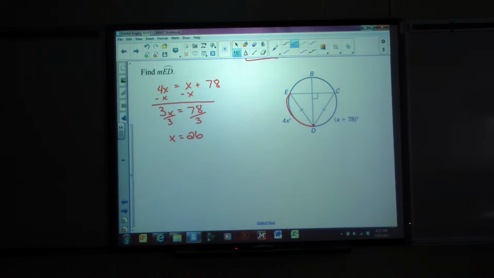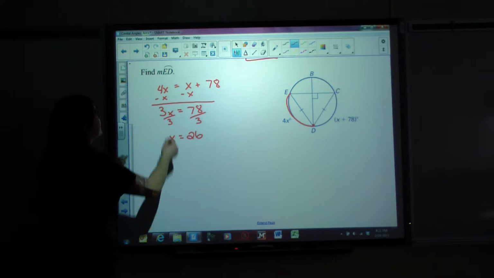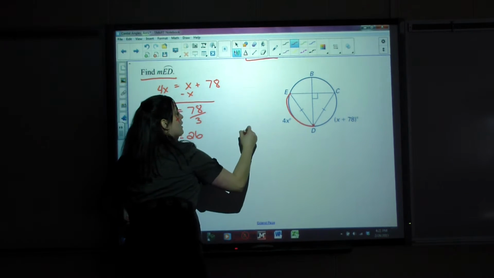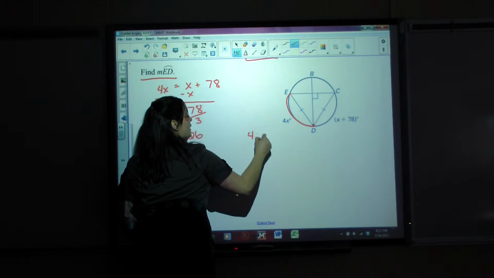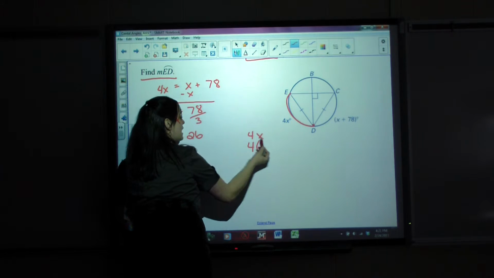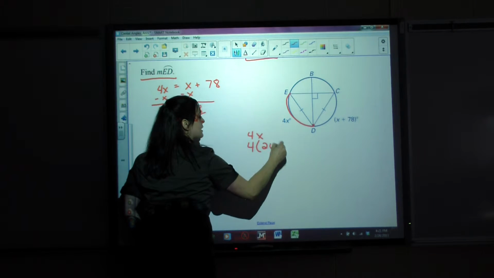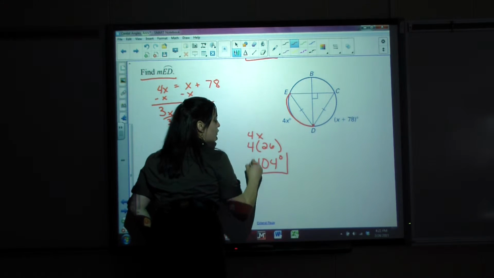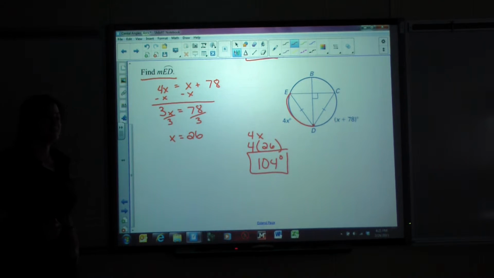All right, again, have we actually answered the question? And the answer is no, because the question is, what's the arc length? So what we need to do is plug it in. Now, ED's arc length is 4x, so we're actually going to take 4 times 26, which tells me that ED's arc length is 104 degrees.